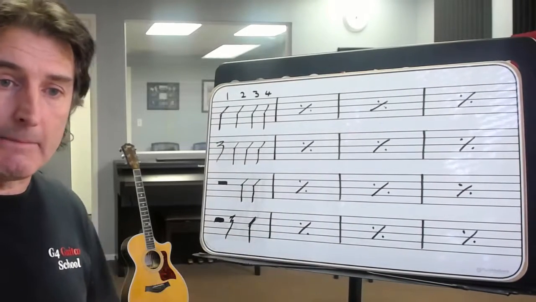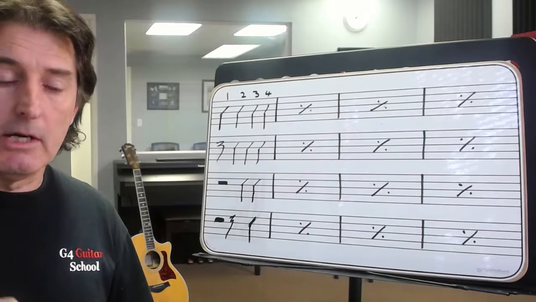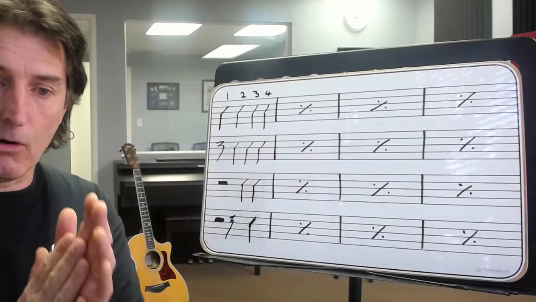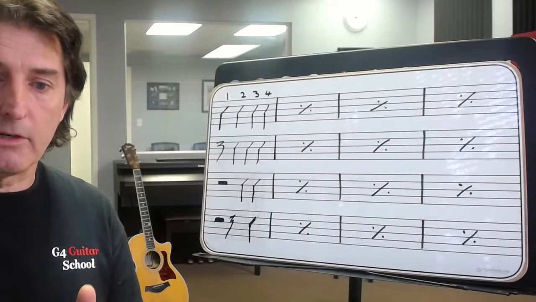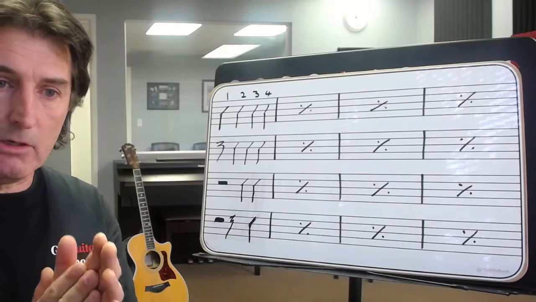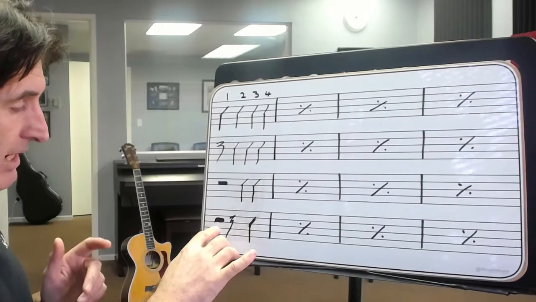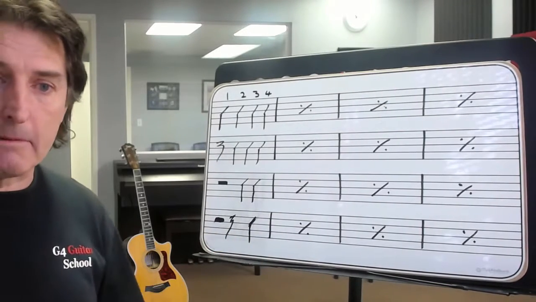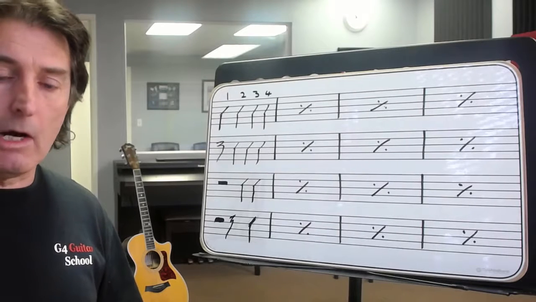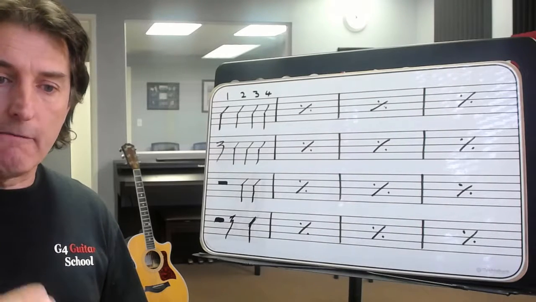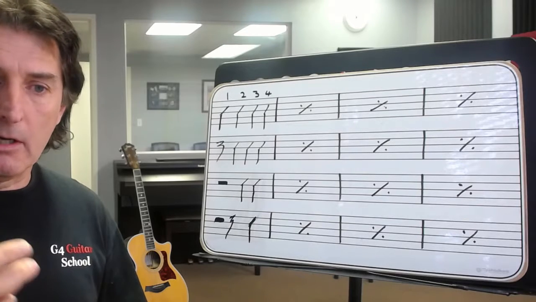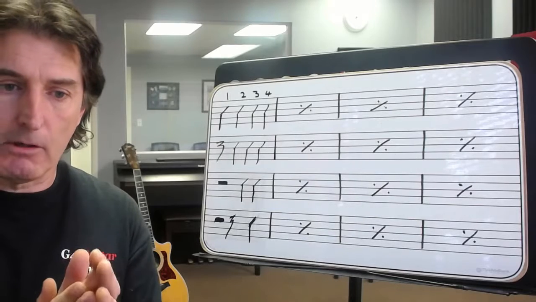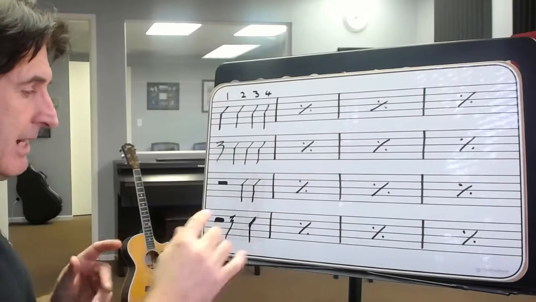Okay, so let's do that. I'm going to clap that for you. 1, 2, 3, 4, and 1, 2, 3, 4. See how that works? We've added 2 rests to a single rest, making 3 rests, and beat number 4 is just a single clap. Let's do that together. Here we go. 1, 2, 3, 4, and 1, 2, 3, 4.